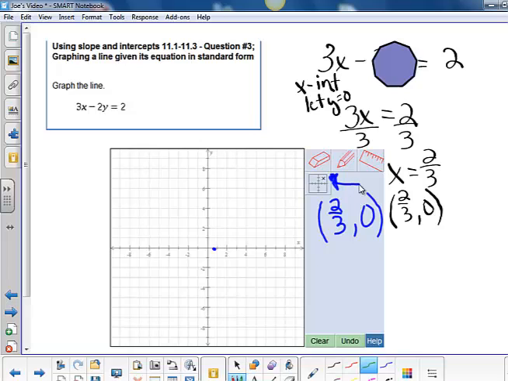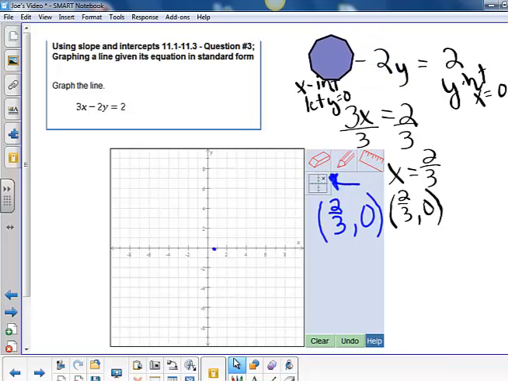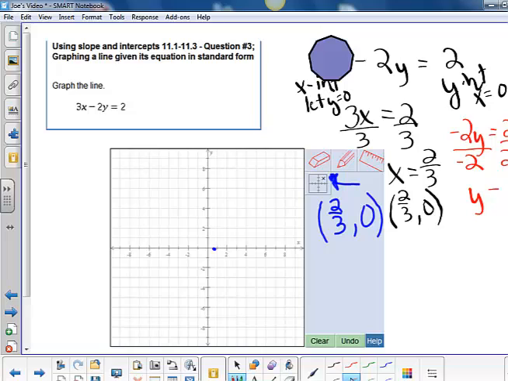Okay, now let's find the y-intercept. Remember, when we find the y-intercept, x equals 0. So I want to move this over here and cover it up. I'm going to let x equal 0. So I have the equation negative 2y equals 2. I divide both sides by negative 2. Y equals negative 1. So this is the ordered pair 0, negative 1. Now this I can very easily plot.